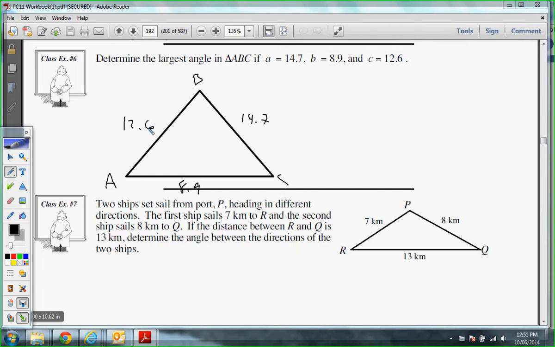Okay, so here's the thing. It says to find the biggest angle. So we're going to have to do this 3 different times to find that? No, we're not going to have to do it 3 different times because the biggest angle will make the what? The biggest side. So all I got to do is find that one, because biggest angle makes biggest side. That has to happen. Okay, so that means we're going to be doing cosine of A.